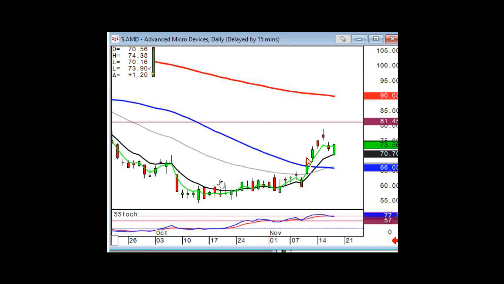There's your fry pan bottom. That's another thing you're going to learn on Saturday. What's the rule of the fry pan bottom? You can stay long as long as it doesn't close back below the T-line coming out of a fry pan bottom. Microsoft.